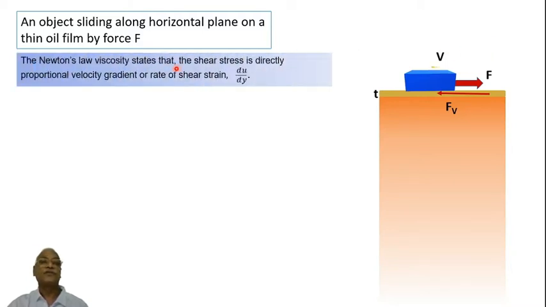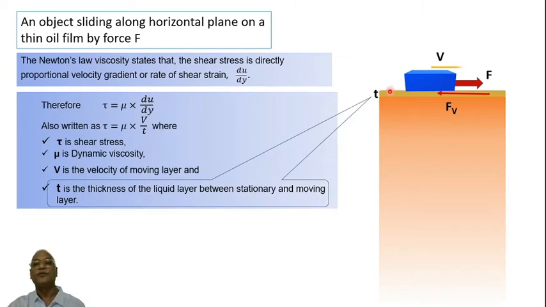Newton's law of viscosity states that the shear stress is directly proportional to velocity gradient or rate of shear strain, and that is given by du by dy or v by t, we say, because this is moving with a velocity v, and here at the surface of contact the velocity is 0, so linearly when it moves it will be v by t. Anyway, we'll go into those details afterwards.